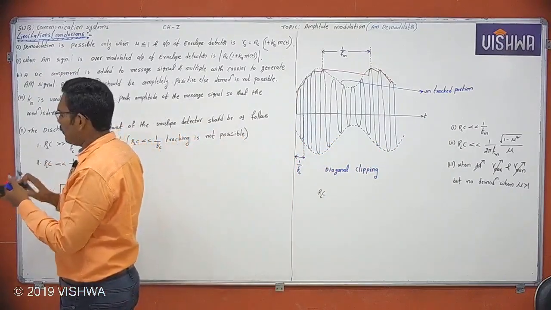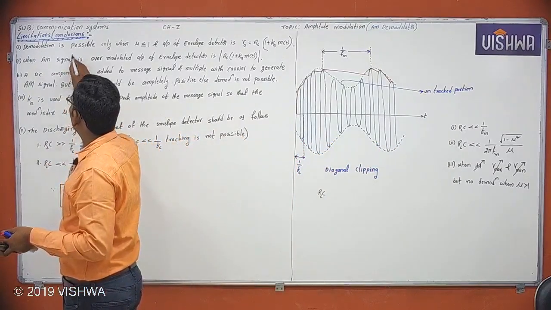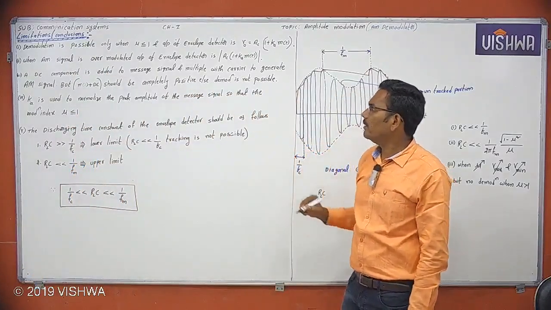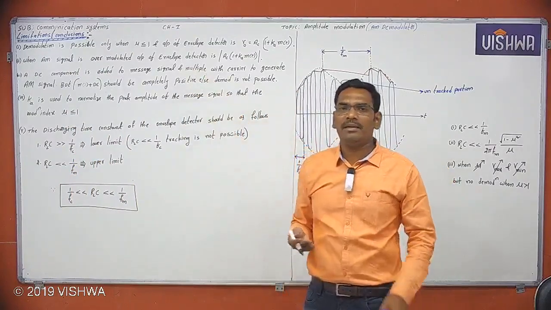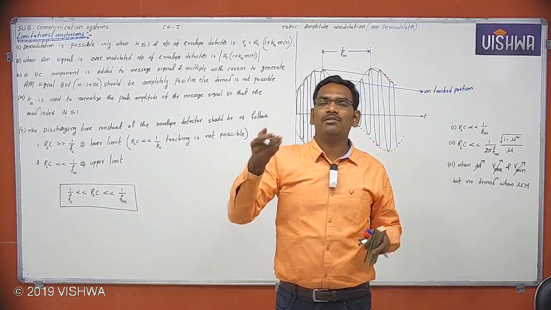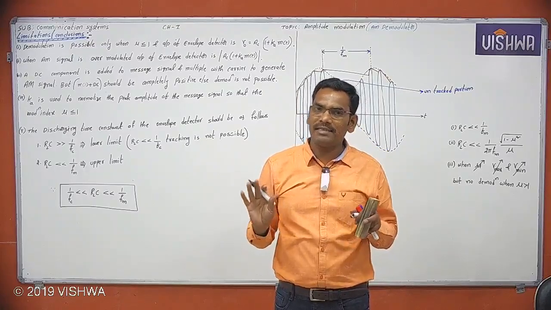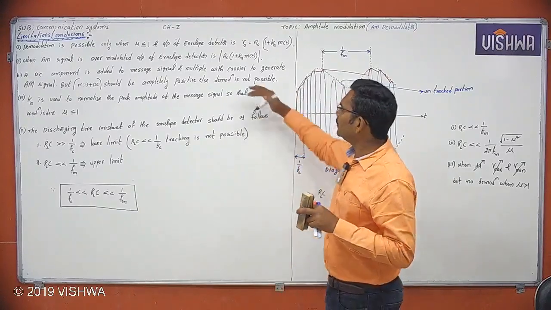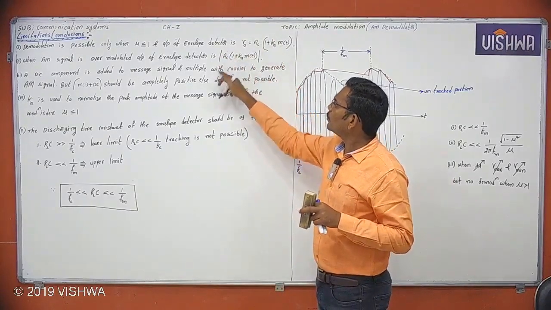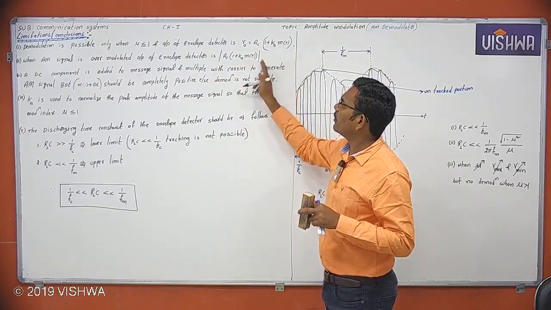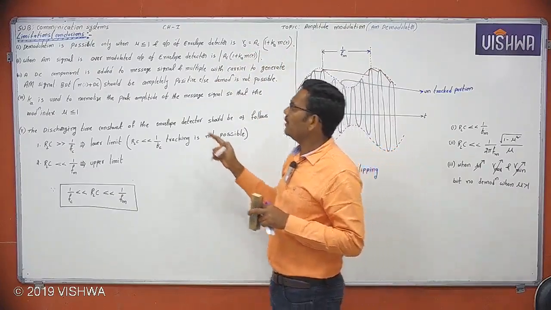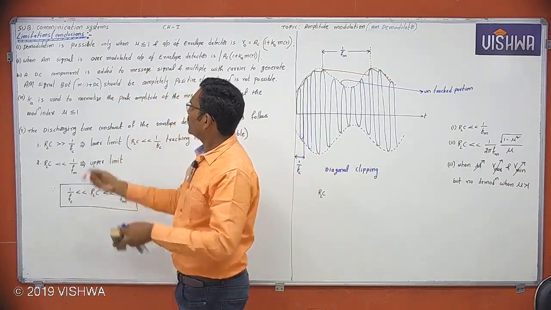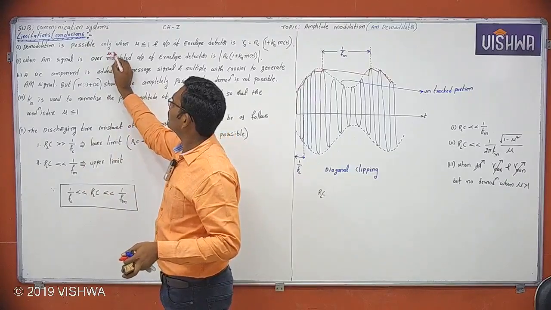Now the second point, when the AM signal is over-modulated. Over-modulated means mu is greater than 1. When the AM signal is over-modulated, what happens? The negative side voltage will also move to the positive side. Plus 5 volts stays as it is, but minus 5 volts will become plus 5 volts. So the negatives become positive. Therefore, the modulus of Ac into 1 plus Ka m(t) is the output of the envelope detector when the AM signal is over-modulated, meaning mu is greater than 1.